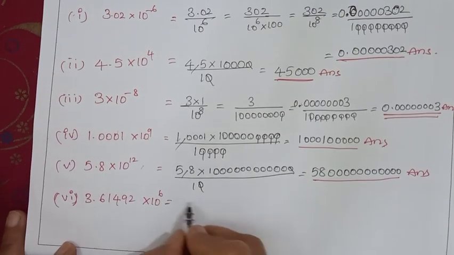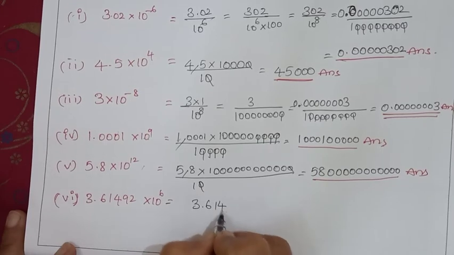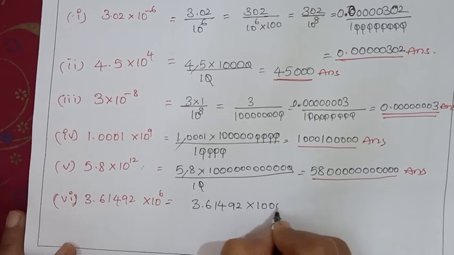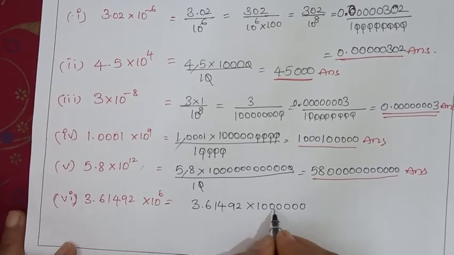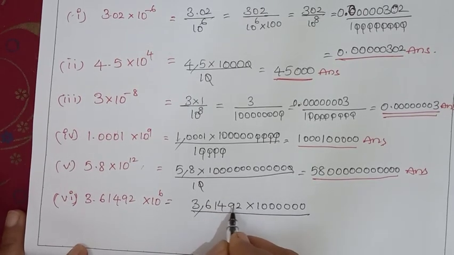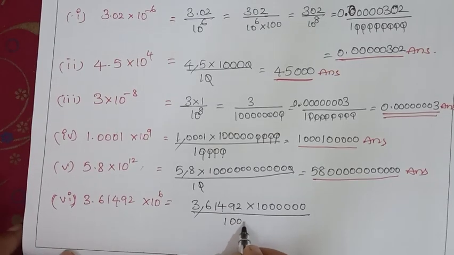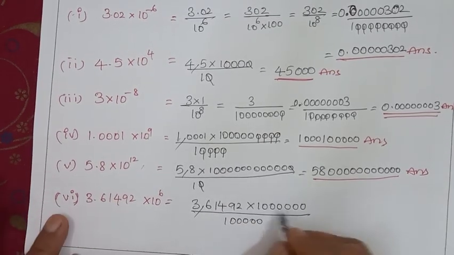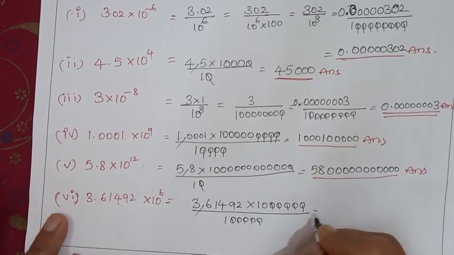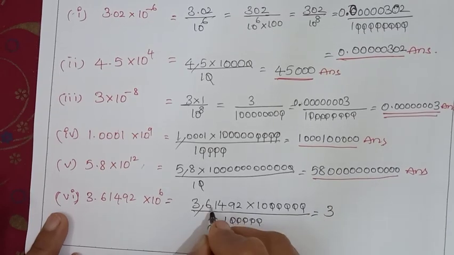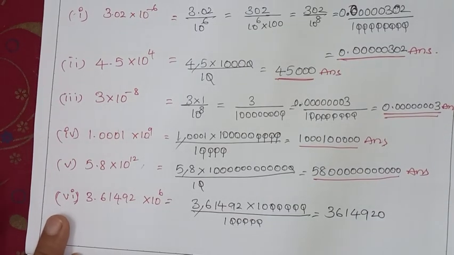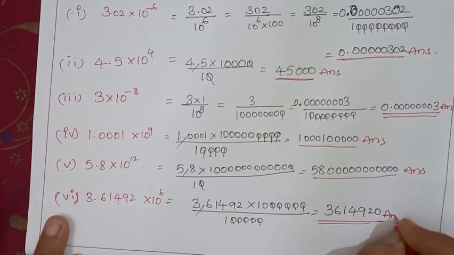Yes, here now again 3.61492 into 10 to the power of 6. 1, 2, 3, 4, 5, 6. Okay, now I'm going to remove this decimal. 5 zeros. I'm going to write 5 zeros in the denominator. I can cancel 1, 2, 3, 4, 5. Okay, now I'm going to write the number 3614920. Okay, that's all. This is the second bit, all answers.